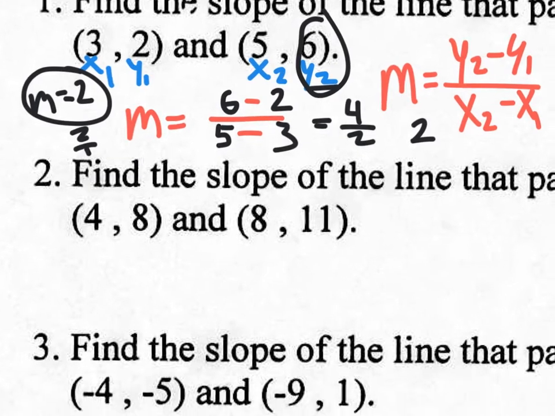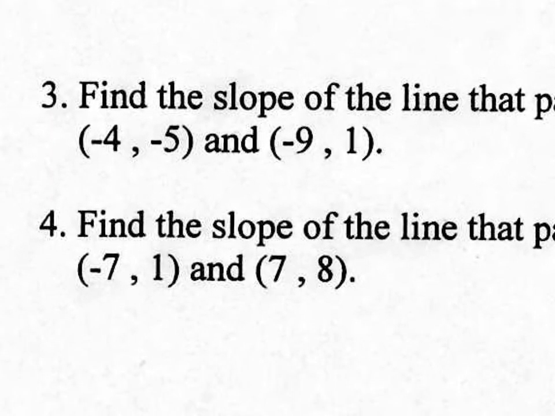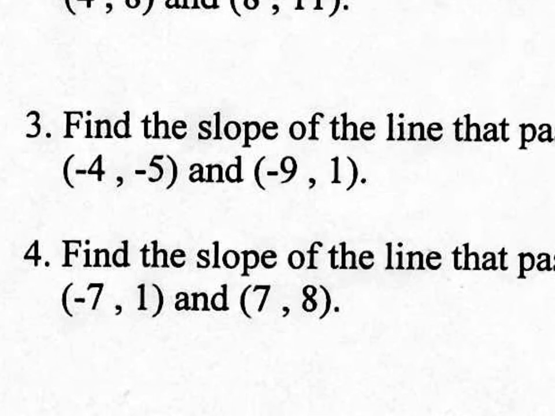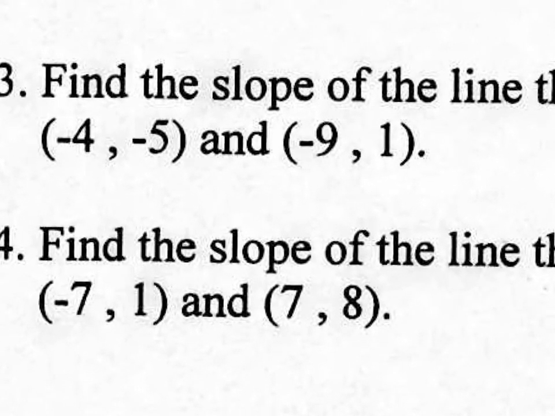Let me jump to one that has negative values involved. Let me take a look at, let's do number 3, okay? So once again, you have two coordinates. Let's label them x1, y1, and also x2, y2. And now let me write the formula, but without the actual y2, y1. Let me just write the division and the subtractions.